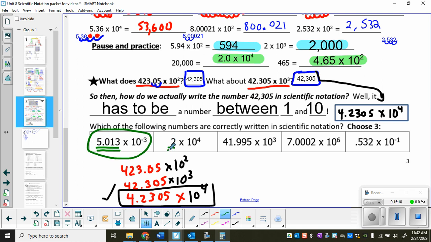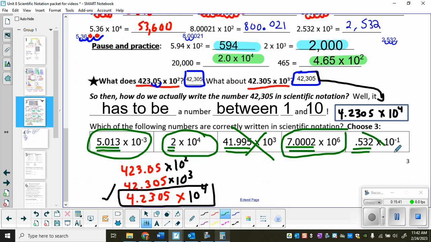Is this number between 1 and 10? It sure is. 2 is definitely between 1 and 10. Now, is 41.9 between 1 and 10? No. 41 is not between 1 and 10, so we're not going to pick this one. Now, is 7 point something between 1 and 10? It sure is, so this one is correctly written in scientific notation. And is 0.532 between 1 and 10? No, it is not. So this is not correctly written in scientific notation.